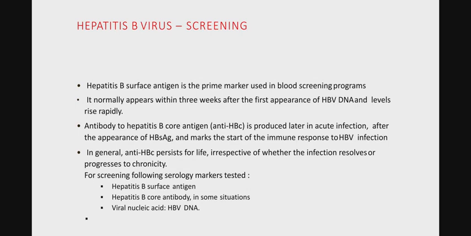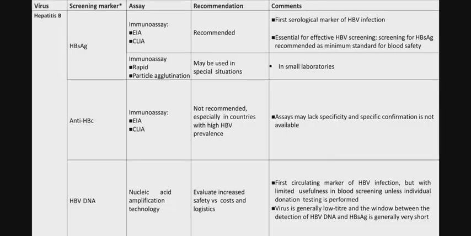So for screening, the following serological markers are tested: the hepatitis B surface antigen, hepatitis B core antibody in some situations, and the viral nucleic acid, HBV DNA. Again in tabular form, we'll study the screening marker HBsAg, tested using enzyme immunoassay and chemiluminescence. It is a recommended test because it is the first serological marker of HBV infection, and it is essential for effective screening. Screening of HBsAg is recommended as a minimum standard for blood safety.